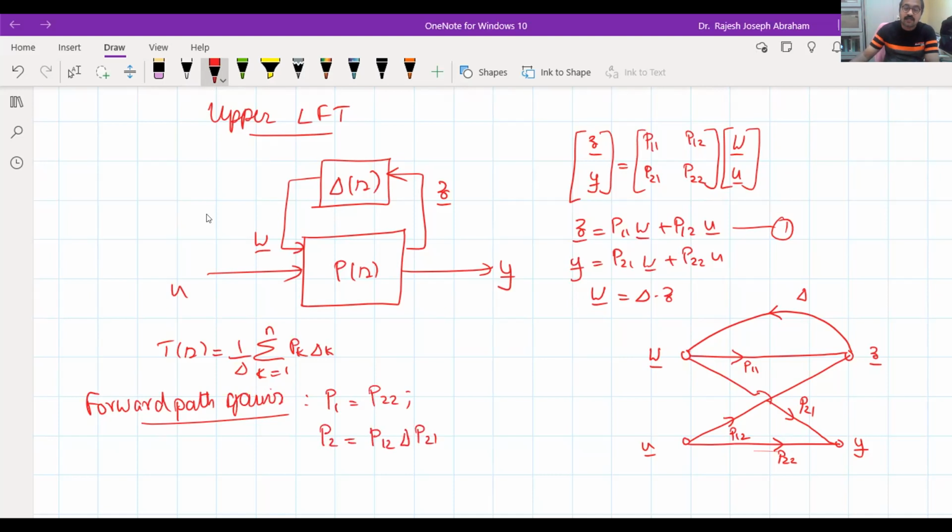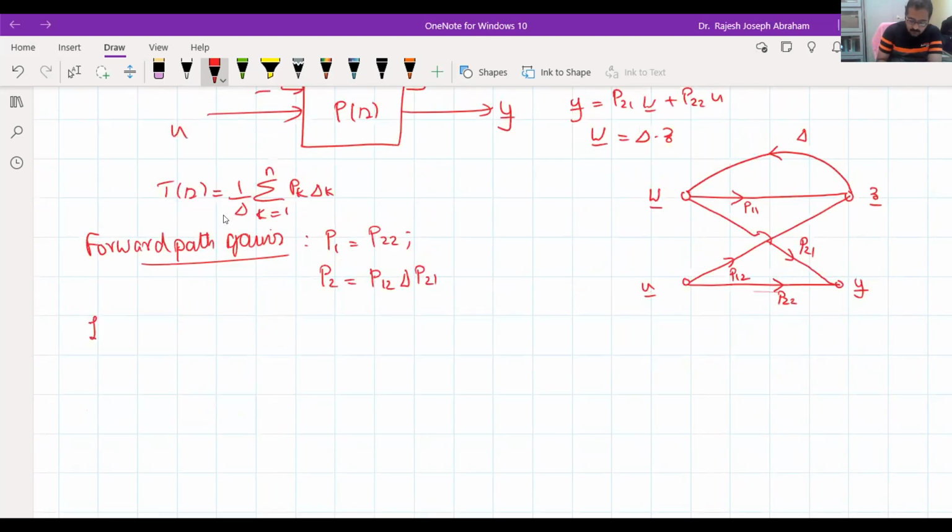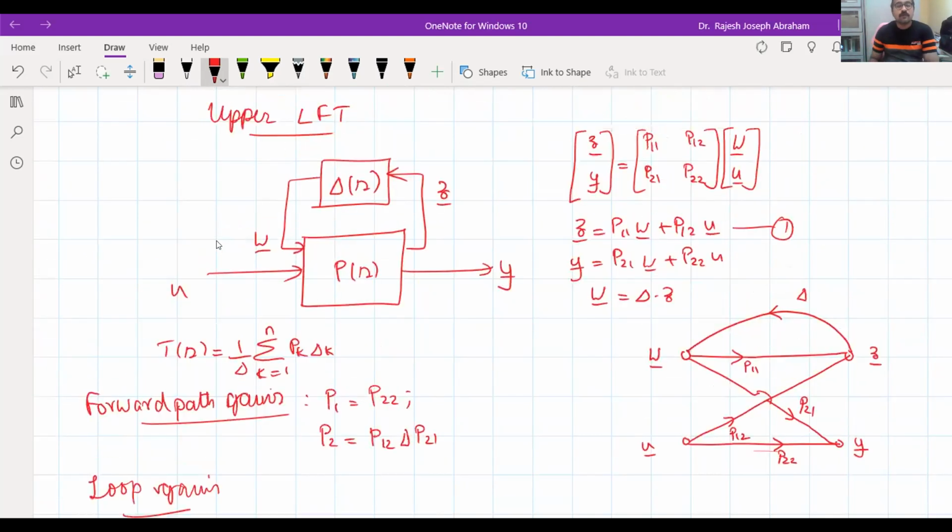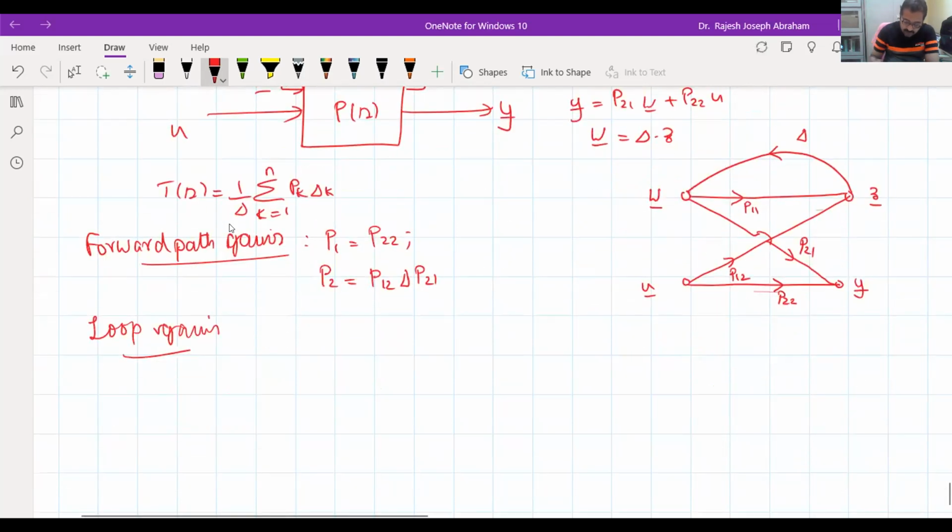Now what next? We need to identify the loop gains. How many loops do we have here? What do you mean by a loop? A loop means a path which starts and ends at the same node. Here we have only one loop, which is P11 delta. So I can write L1 as P11 delta.